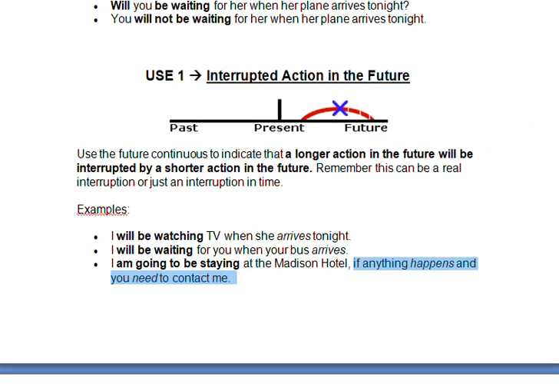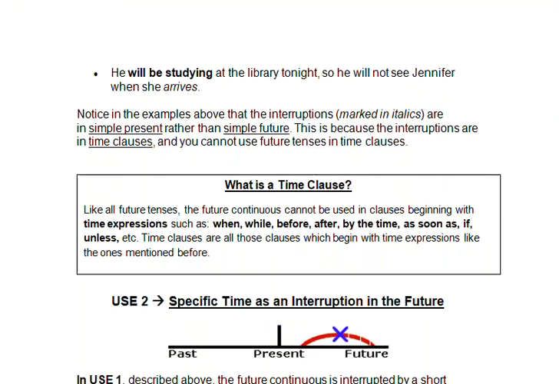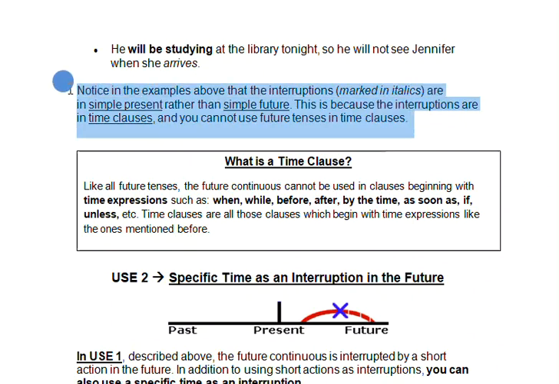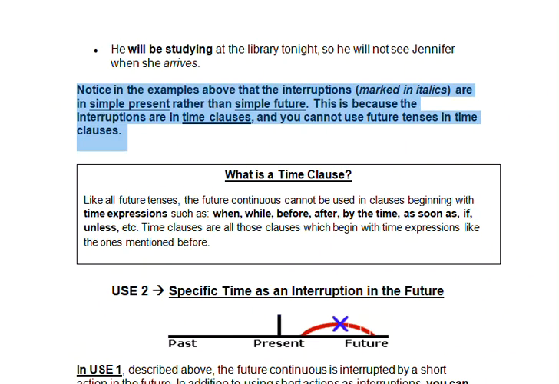Okay, let's move on. Another example, he will be studying at the library tonight, so he will not see Jennifer when she arrives. Okay. Él estará estudiando en la biblioteca esta noche, así que él no verá a Jennifer cuando ella llegue. This is important. Notice in the examples above, fíjese que en los ejemplos de arriba, that the interruptions, que las interrupciones que están marcadas en, I don't know how you say this in Spanish, italics, marked in italics, are in simple present rather than simple future.